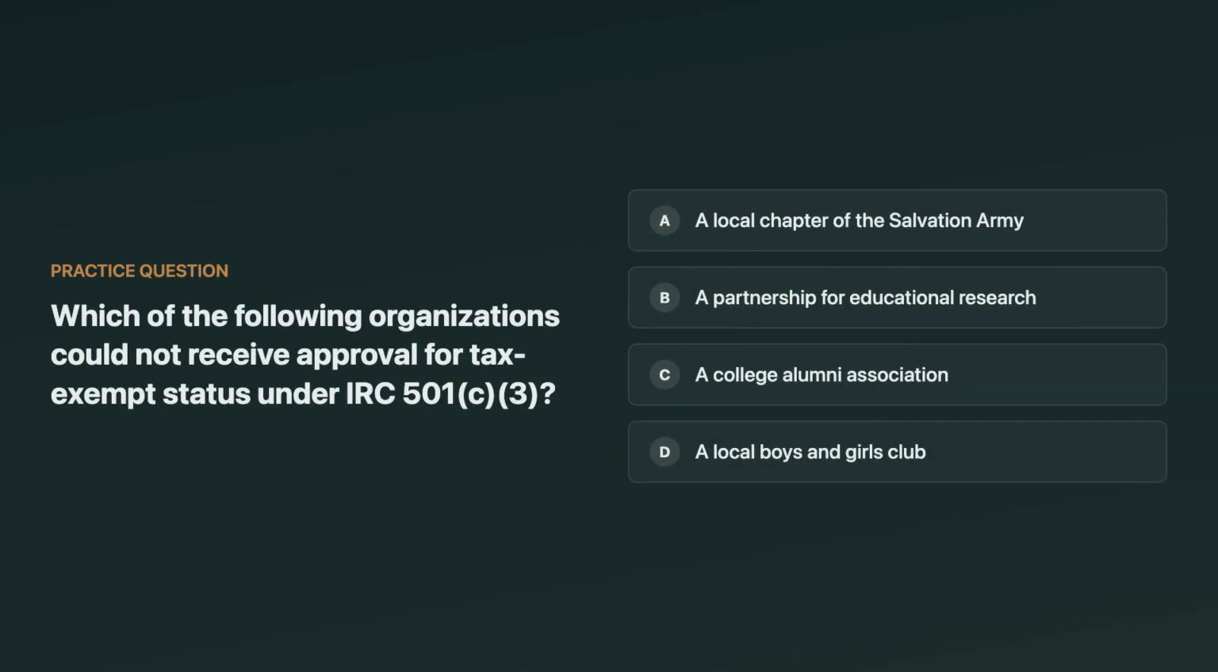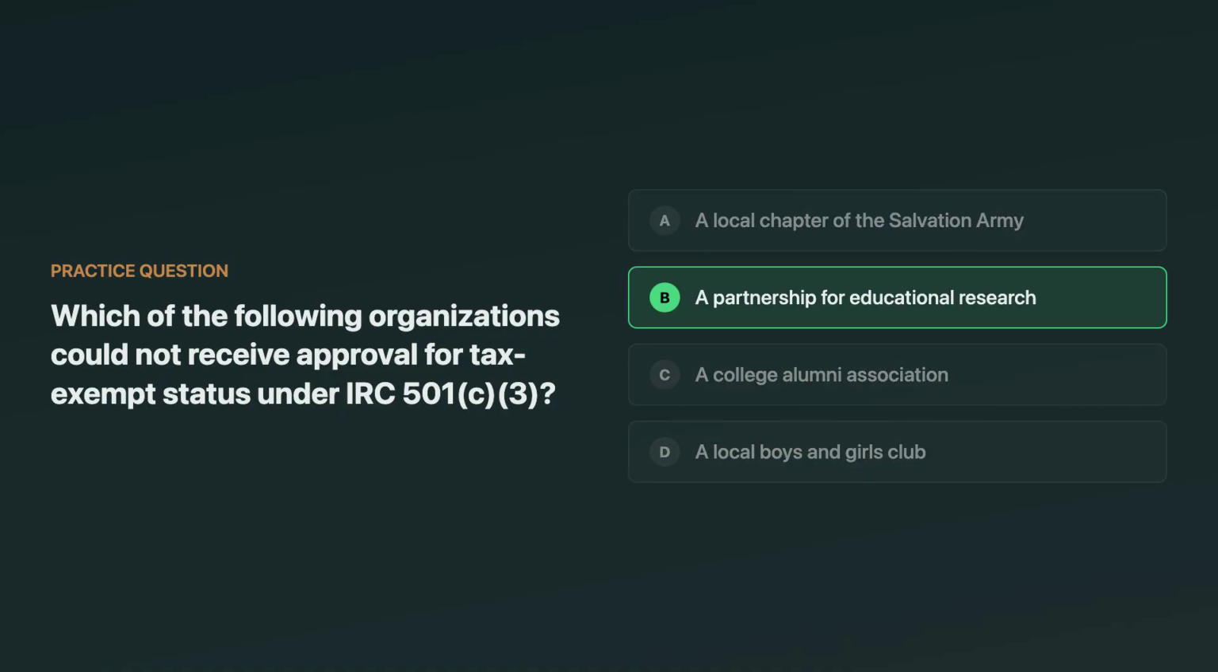Which of the following organizations could not receive approval for tax-exempt status under IRC 501(c)(3)? A local chapter of the Salvation Army, a partnership for educational research, a college alumni association, or a local Boys and Girls Club. Focus on the organizational form, not just the mission. Think about it.